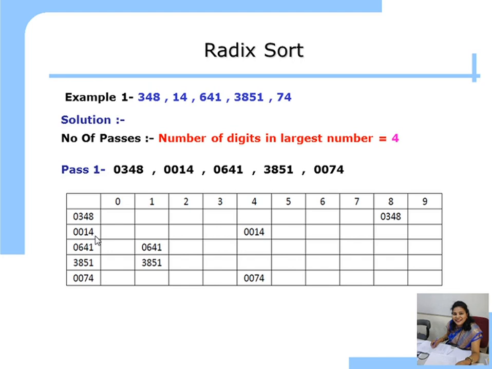So we put it in the fourth bucket. In 641 we have 1 at the unit position, so we put it in the first bucket. In 3851 we have 1 at the unit position, so we put it into the first bucket.